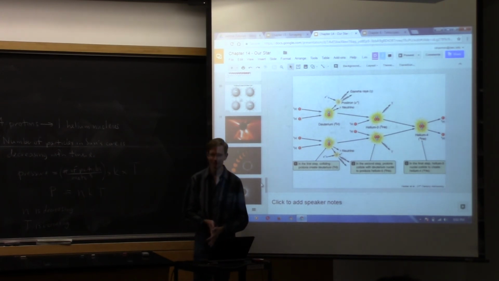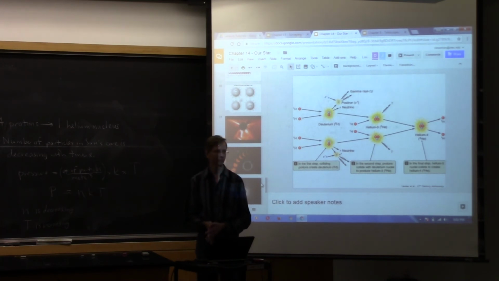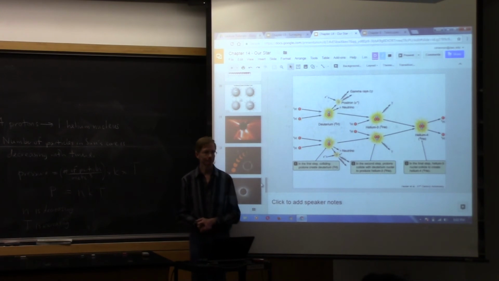Fun fact. Should we know the formula, or do we just need to know the concept? Just know the concept that as the number of particles goes down, the temperature has to increase to keep the pressure high enough, and that's making the nuclear reactions go faster as a result of that. Good, thank you. Yep.